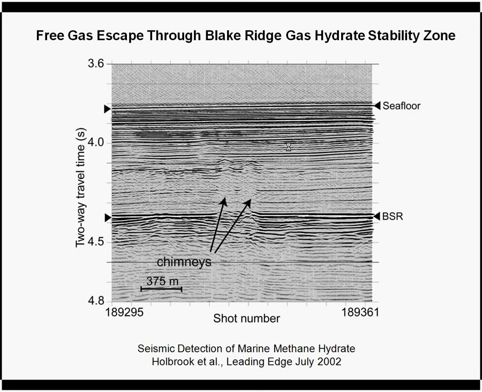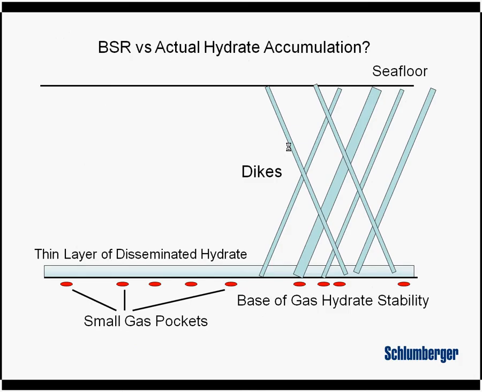This suggests that if hydrate forms, it doesn't fill up the gas hydrate stability zone uniformly, but it forms as dikes which follow the path of gas seeps up into the gas hydrate stability zone, where it freezes when it combines with cold water at high pressure.